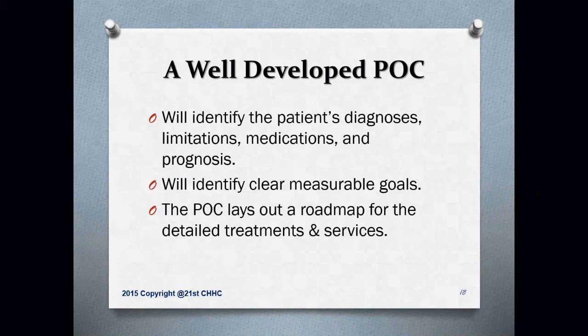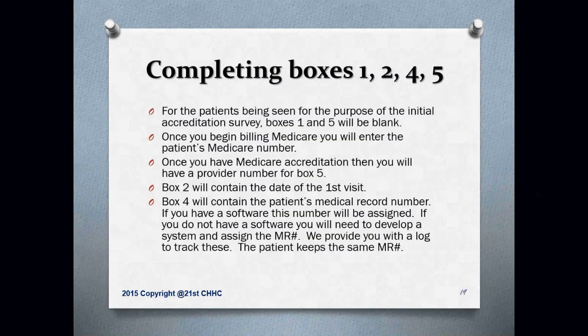So again, remember your plan of care lays out your roadmap for the treatments and services that you're providing to the patient. Let's talk about some of the boxes on the 485. Boxes 1, 2, 4, and 5, let's talk about those first. We said that for patients being seen for the initial accreditation survey, boxes 1 and 5 are going to be blank. Once you begin billing Medicare, you will have the patient's Medicare number, and you will also have your provider number once you receive it, so you can put that in there. Box 2 always contains the date of the first visit, and that's the admission visit.